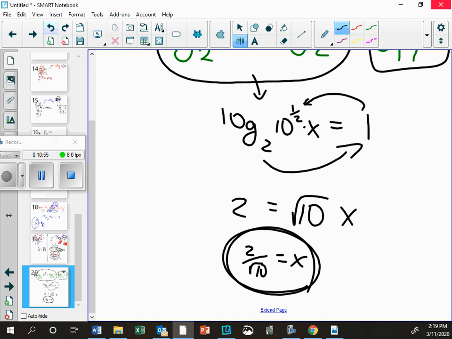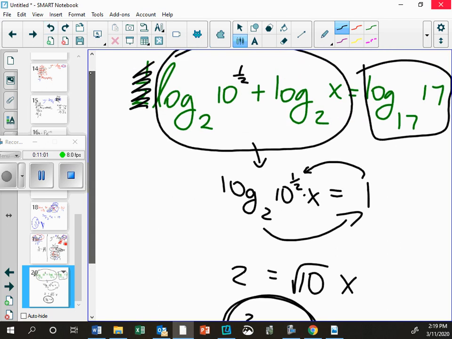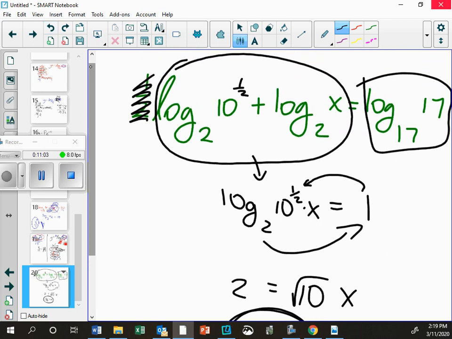Yes? For moving the 1/2. No, you could not have. You can't combine logs if there's something in the front. You've got to take that thing in the front and put it up as a power.